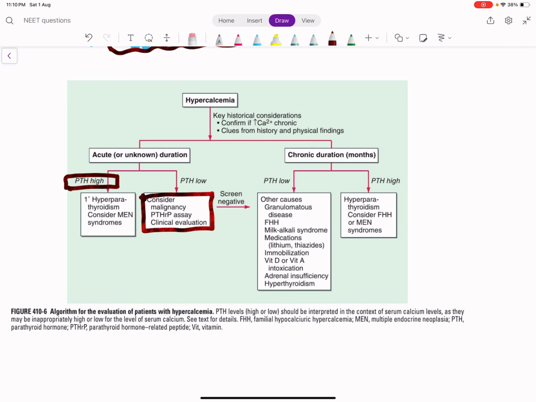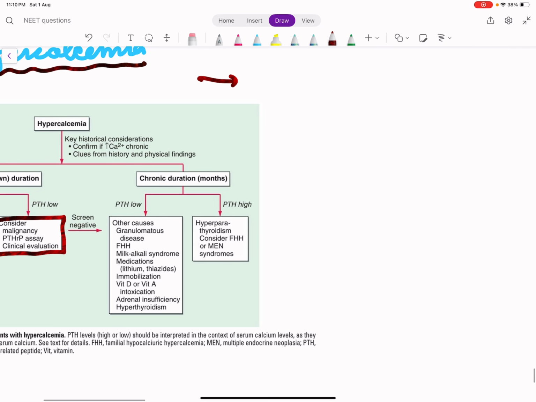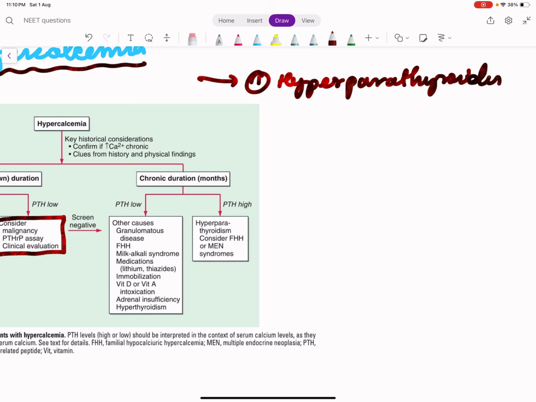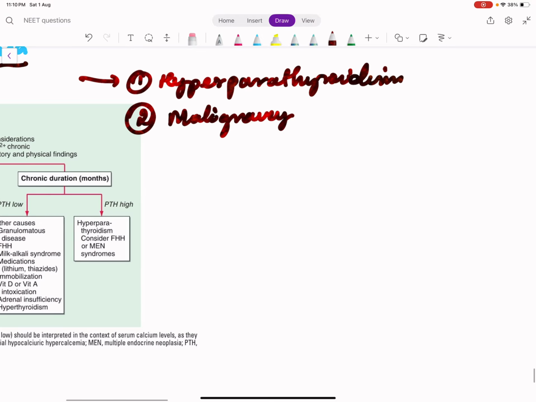So we just discussed parathyroid adenoma is a part of MEN syndrome. So there are only two causes of hypercalcemia. If you have to remember two, one is hyperparathyroidism. We just discussed how hyperparathyroidism causes hypercalcemia. The second one is malignancy. Malignancy causes hypercalcemia by many reasons.